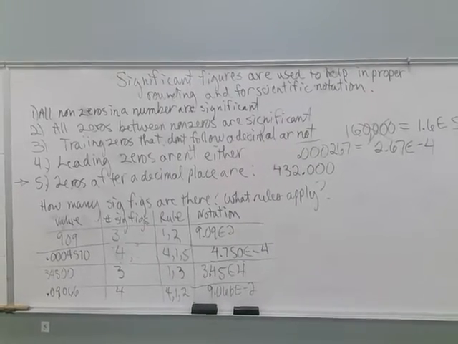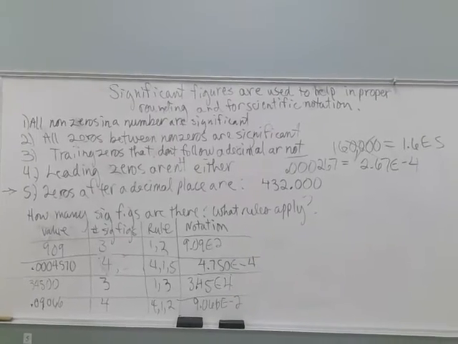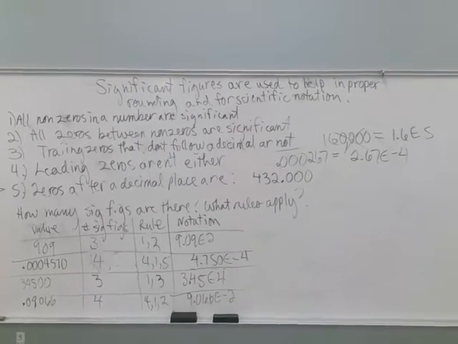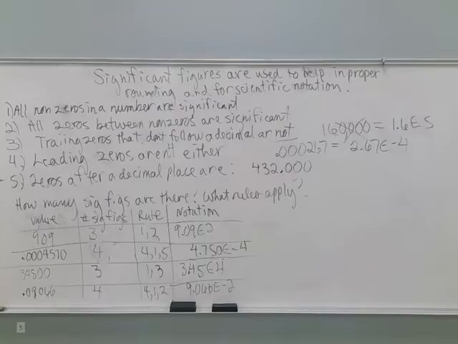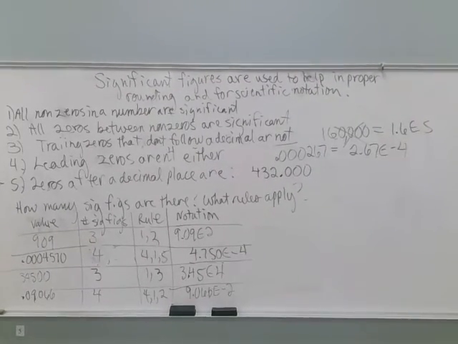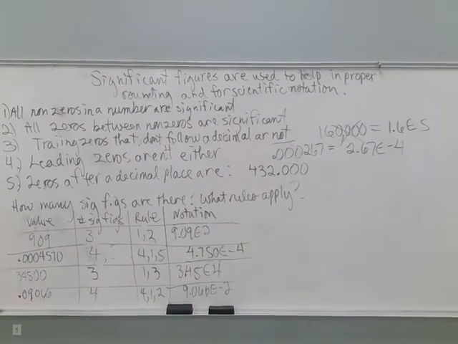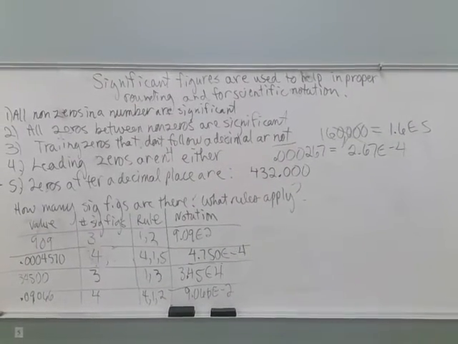So the first one, 909, that has 3 sig figs because of rules 1 and 2, and we can turn that into notation 9.09 times 10 to the second power. The second value only has 4 significant figures because rule number 4 tells us that we get rid of those leaders, and we can turn the remaining values into notation. That trailing zero is significant because of rule number 5.